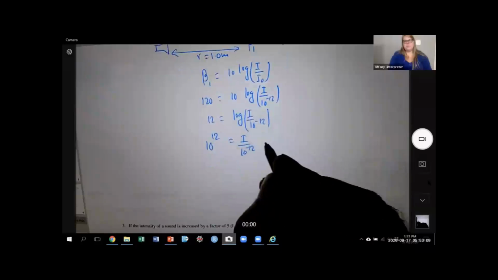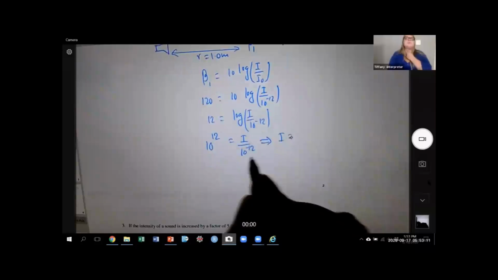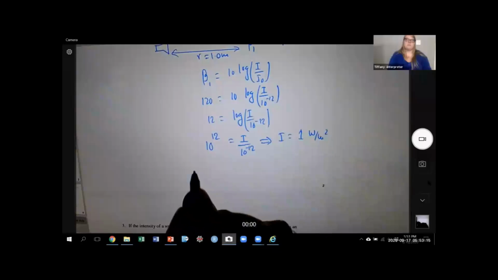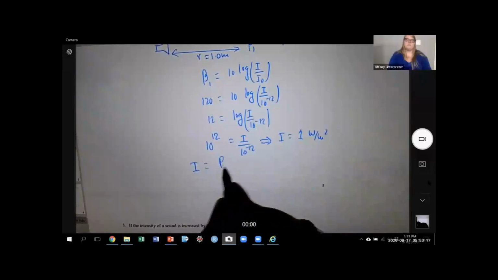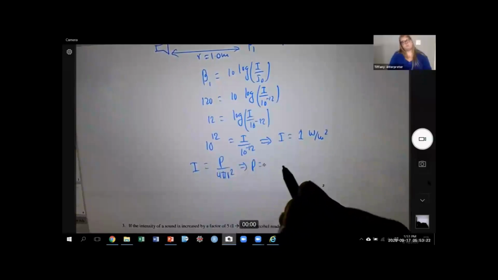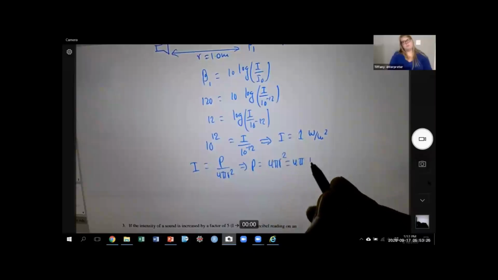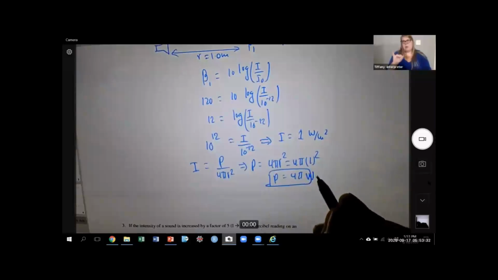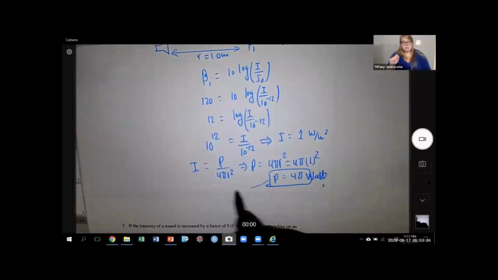Okay, so your I is just 1 watt per meter square, right? But I is power divided by 4 pi r square. And then you can solve for power. Power is just 4 pi r square, and R is 1 meter for simplicity, so just 4 pi. Put the actual watts; this is in watts. So once you find the power, then you can find beta 2 easily.